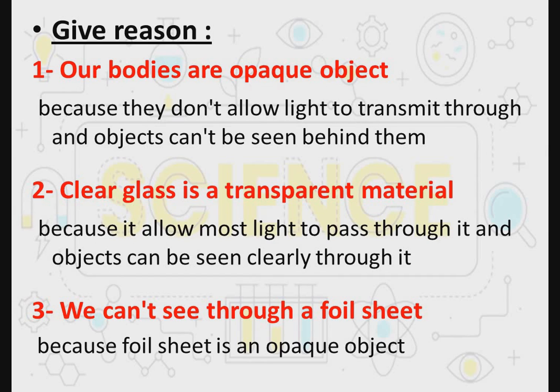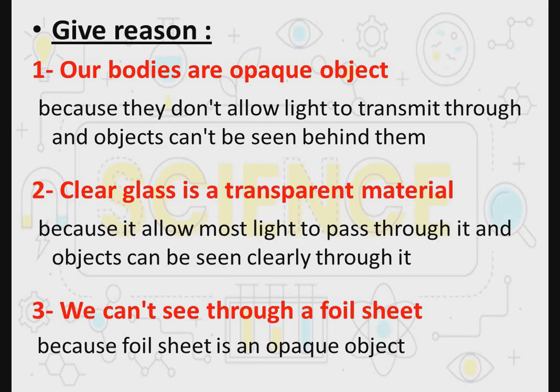Give reason. We said that give reason means why, and when we answer give reason, we say because or due to. Number 1, our bodies are opaque objects. Why? If you put something behind your back, no one will know if you put it or not. And the opaque objects don't allow the pass or the transmission of light from one side to the other side. So the answer will be because they don't allow light to transmit through and objects can't be seen behind.